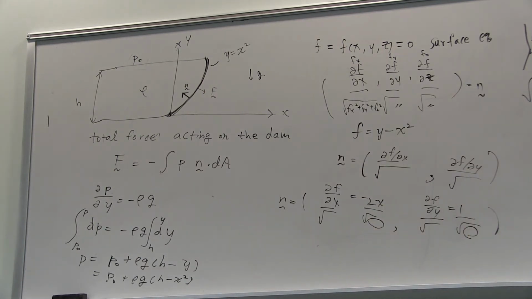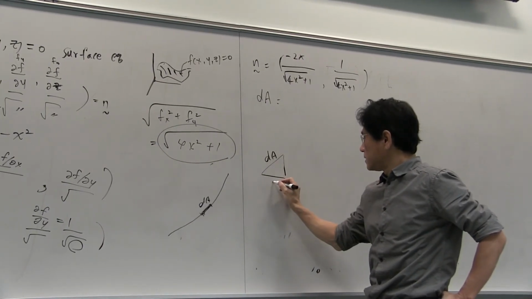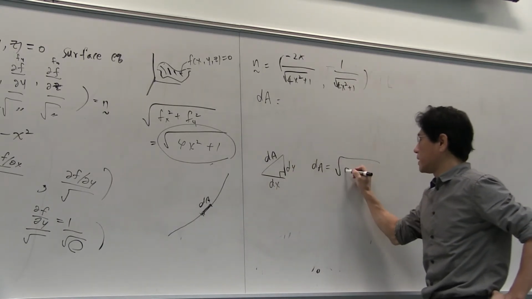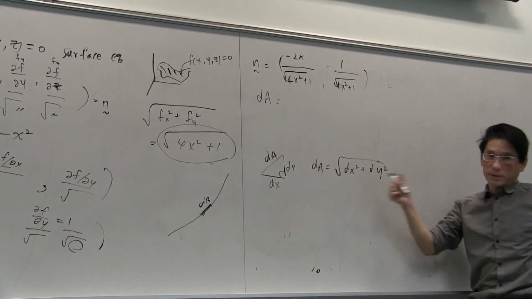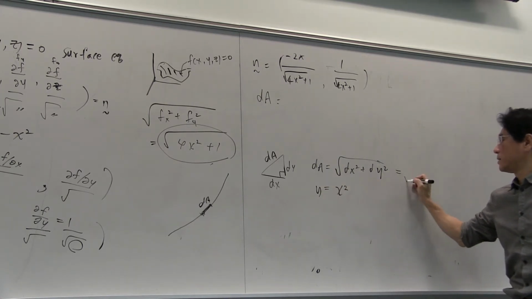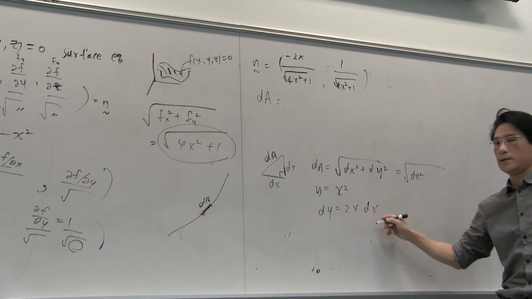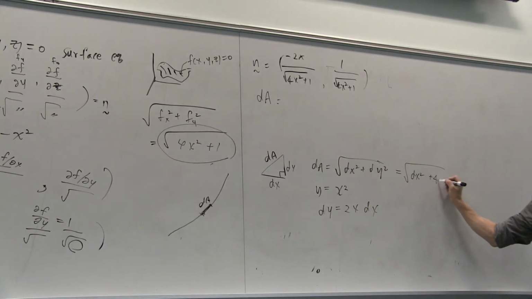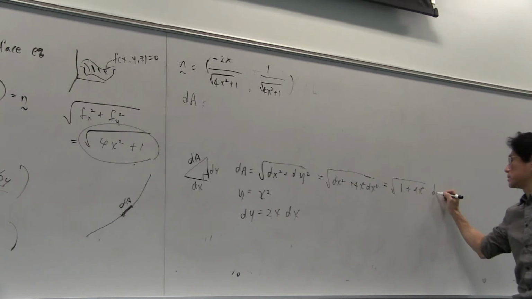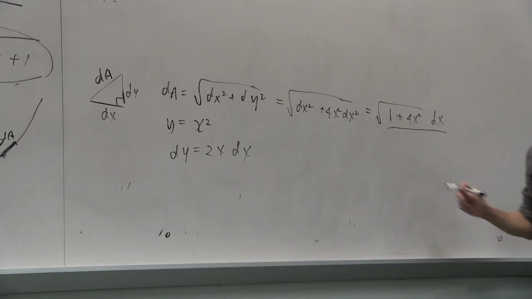Now you have dA in the x and y Cartesian coordinates. So dA has a dx component and a dy component, right? In Cartesian coordinates, dA is the square root of dx squared plus dy squared, okay? Then you have y is x squared, so dy equals 2x dx. You put that in here and you get 4x squared dx squared, which means dA is the square root of 1 plus 4x squared dx. So this is dA. So you got dA and everything is done.